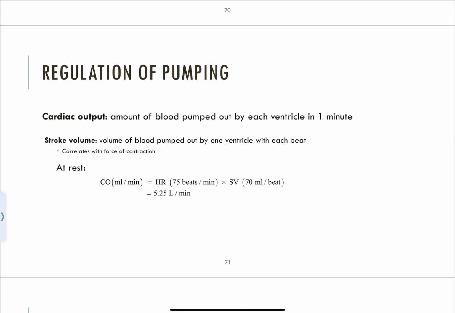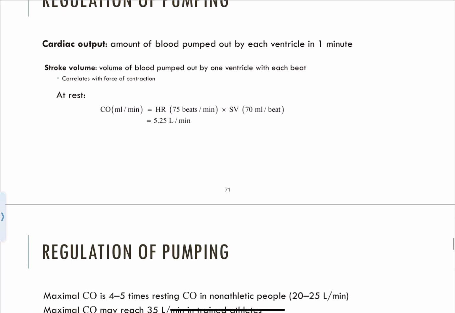Also, I just want to point out, because you're looking at an equation, yes, you need to know it, but also be able to understand if something is directly proportional or inversely proportional to something else. If we increase our heart rate, we've increased our cardiac output. If we increase our stroke volume, we increase our cardiac output. So they're directly proportional to each other.